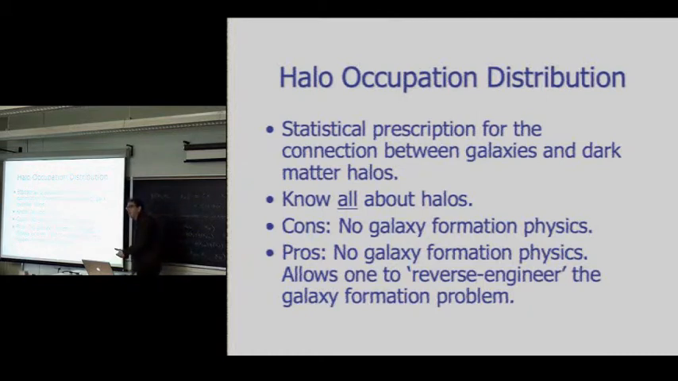Because we know all about dark matter halos. We've got a bazillion simulations now, which tell us exactly what the dark matter mass function, the halo mass function is, what the bias relation is for these halos, and what their internal density structures look like. So if I now have a mapping which tells me how many galaxies I put in each halo, and I know all about the halos, I've essentially exactly specified the distribution of galaxies on all scales.